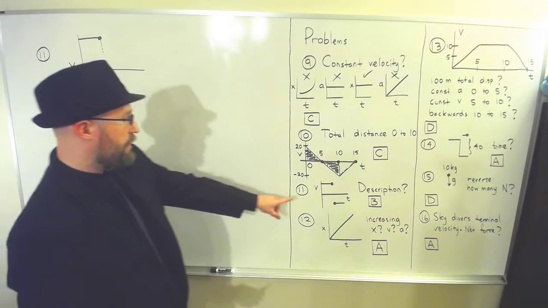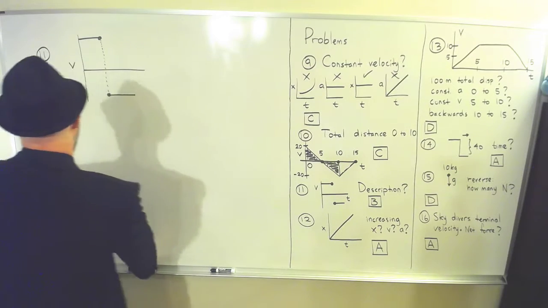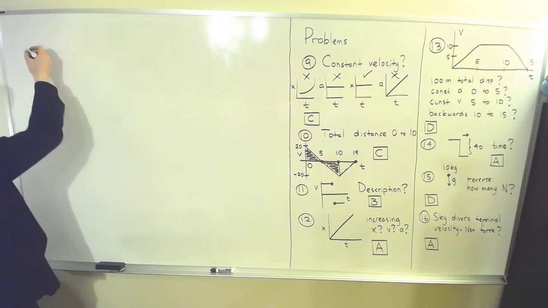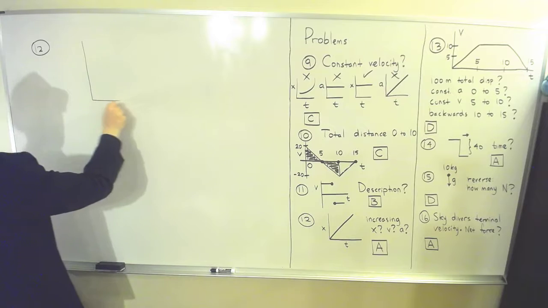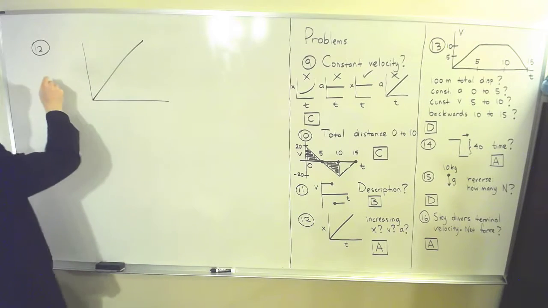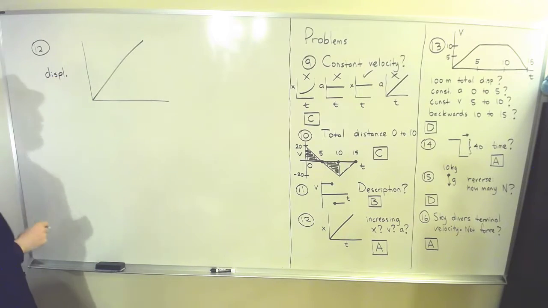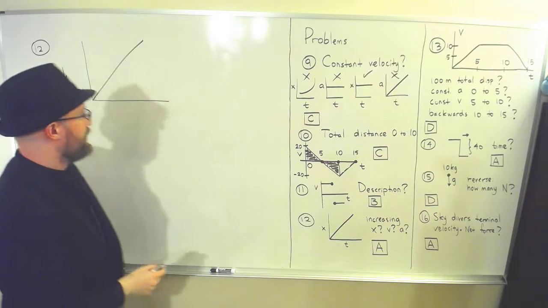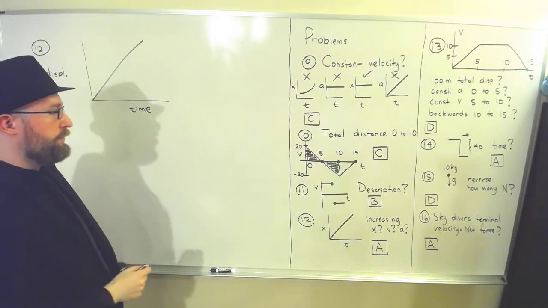So here we had B as the right answer. Now for number 12, you're given a graph of position versus time. It's a very simple graph. It's going this way. I'll say displacement here. I simply cannot seem to avoid saying position instead of displacement. That's what I'm used to. But this is time going this way.